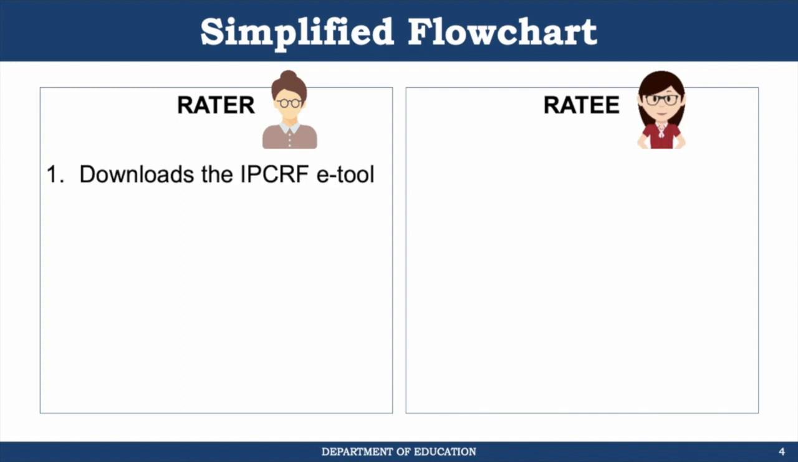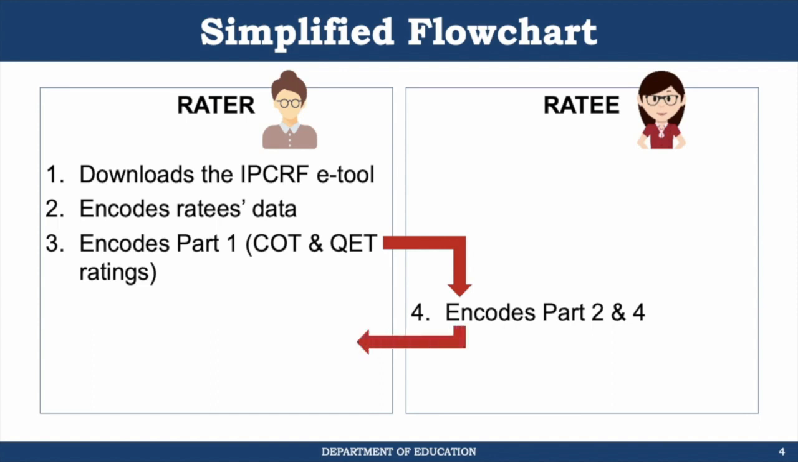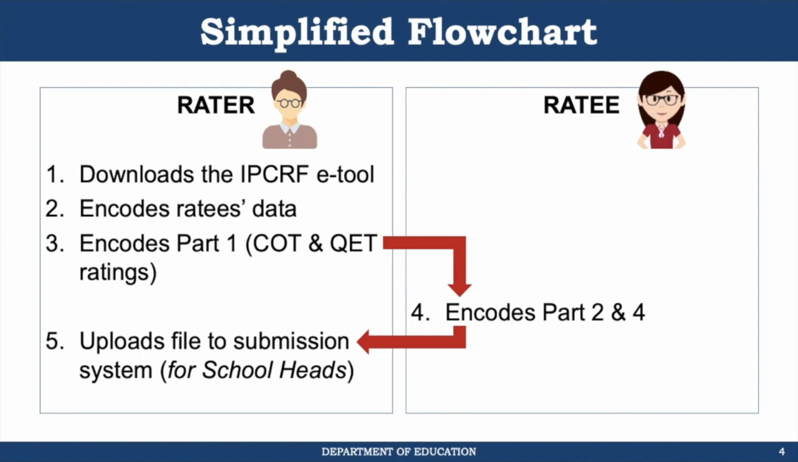First, the rater downloads the IPCRF electronic tool, encodes the ratee's data, then encodes the COT and QET ratings. At this point, the rater hands the electronic tool to the ratee, who encodes parts 2 and 4, then gives the file back to the rater or to the school head for submission online.